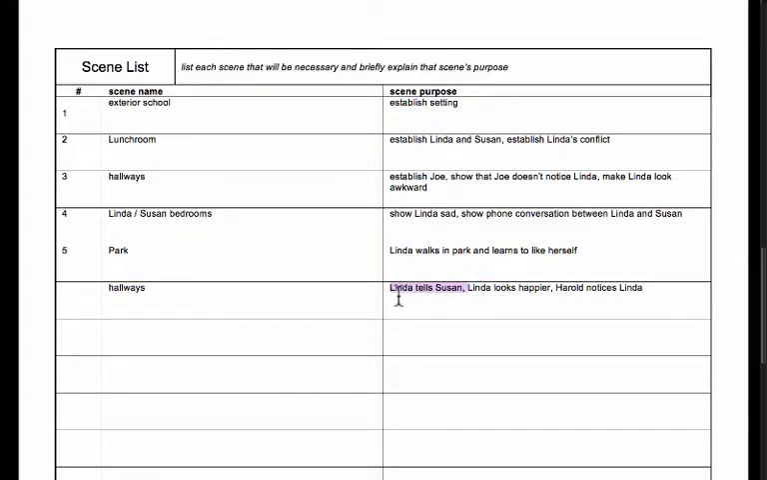and Linda's going to talk to Susan again, and Linda's just going to look happier as a result of this. She's going to come around and she's going to be glowing and happy and just finally in love with herself. And at that moment, of course, Harold is going to notice, whoa, who is that person over there? And that's going to be the end of this movie. There are the scenes that I'll need.